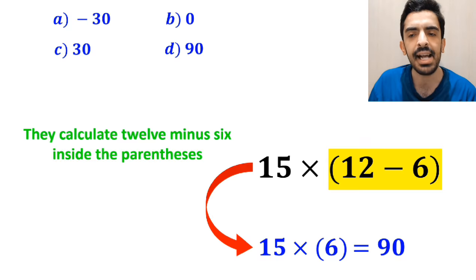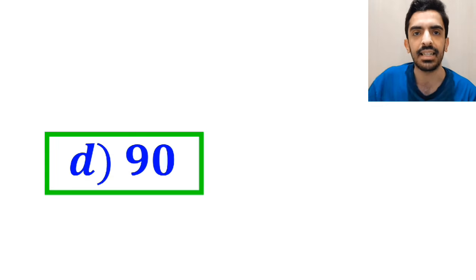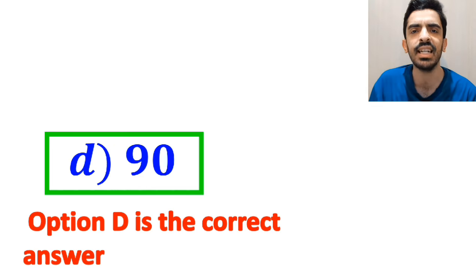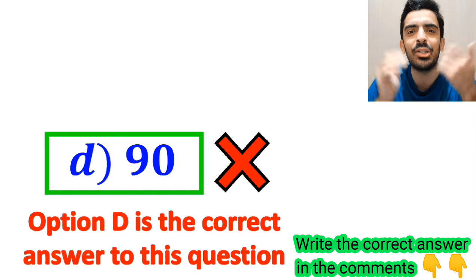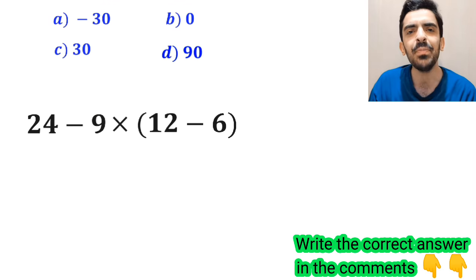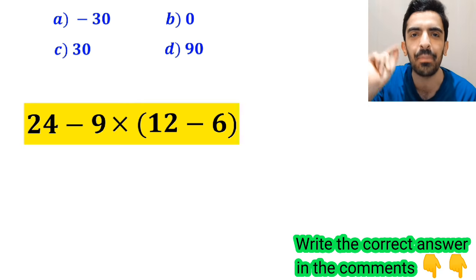Then, without any hesitation, they quickly say that option D is the correct answer to this question. However, it's not the correct answer to this question. Now let me show you how to solve this expression properly.